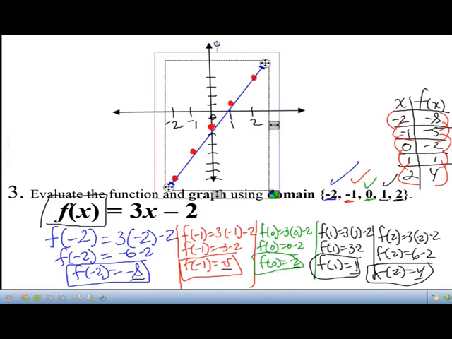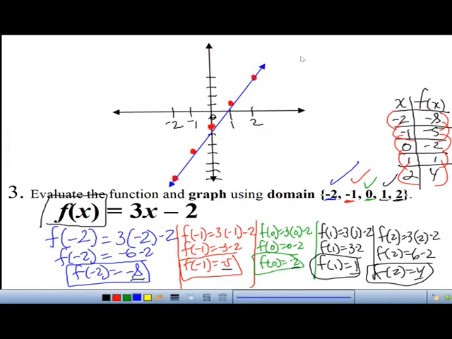There it is. And just to label, make sure we understand what we are looking at. This line corresponds to what? f(x) = 3x - 2. And that's how the graphing goes for linear functions.